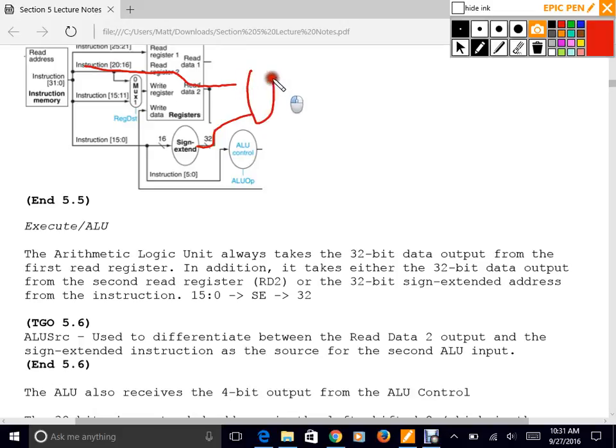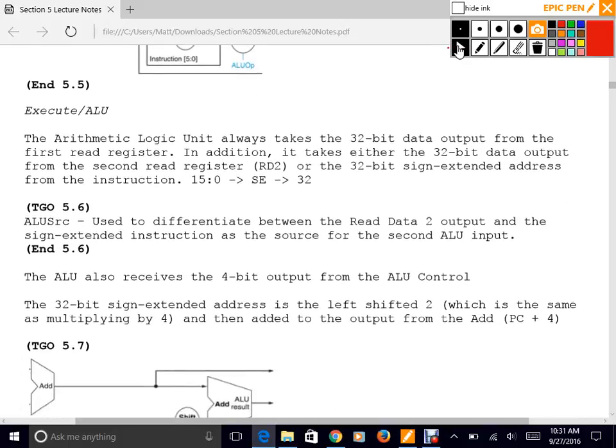So what's going to happen is we're going to put another multiplexer here. And since it's the source to the ALU, it's known as ALU Source. ALU Source is used to differentiate between the read data 2 input, which is this value here, and the sign extended instruction, which is there, for this input of the second ALU. So it's going to be 0 in the case of an R-type instruction and 1 in the case of an I-type instruction. Does that make sense why we need ALU Source?